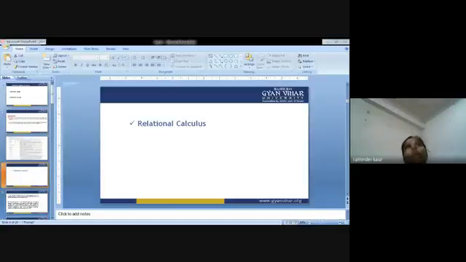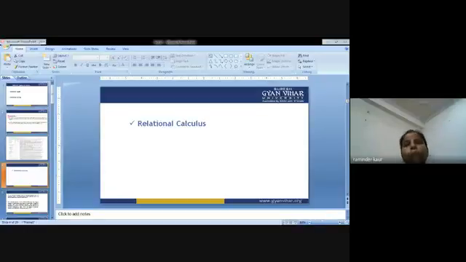So, what is relational calculus? First question is, what is relational calculus? It is a non-procedural query language. A procedural query language is one in which we are supposed to follow a particular procedure. Non-procedural is one in which we are not following any particular procedure. So it is a non-procedural query language.